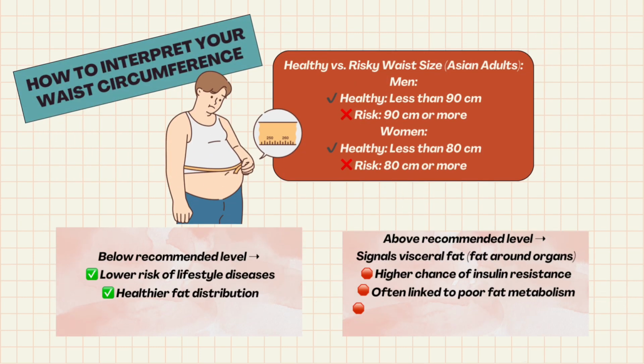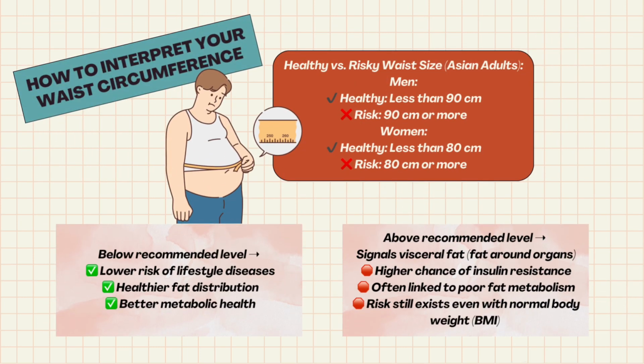How to interpret your waist circumference. Healthy versus risky waist size. Asian adults. Men. Healthy. Less than 90 centimeters. Risk. 90 centimeters or more. Women. Healthy. Less than 80 centimeters. Risk. 80 centimeters or more.